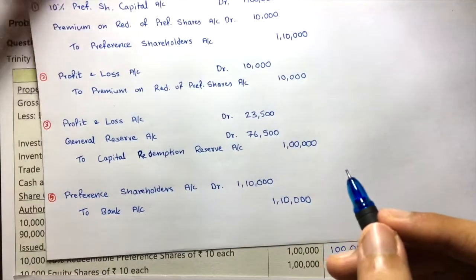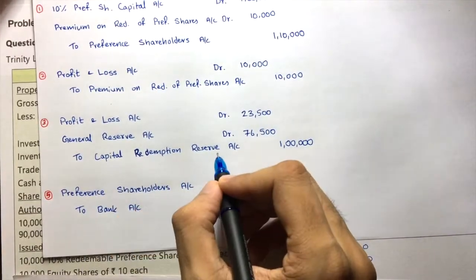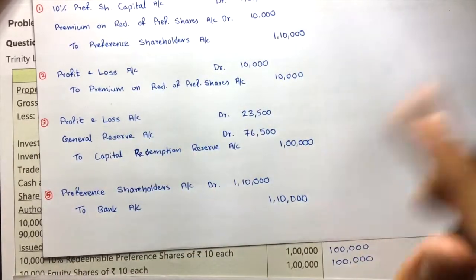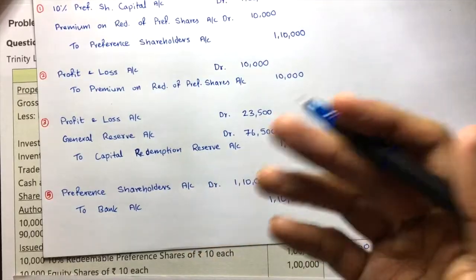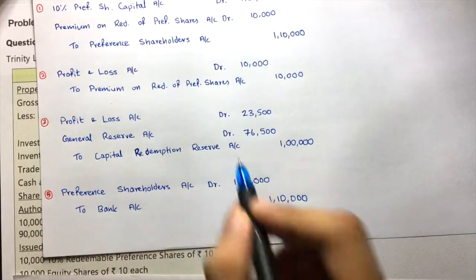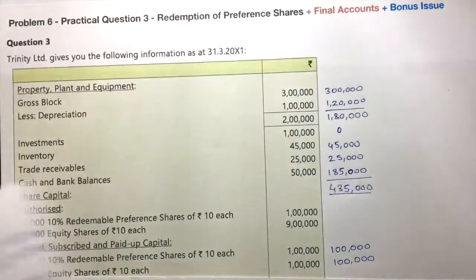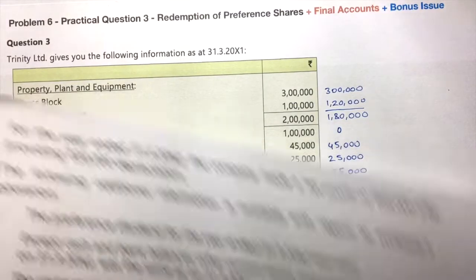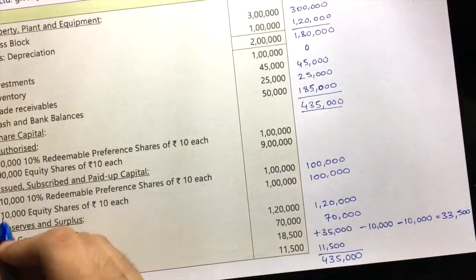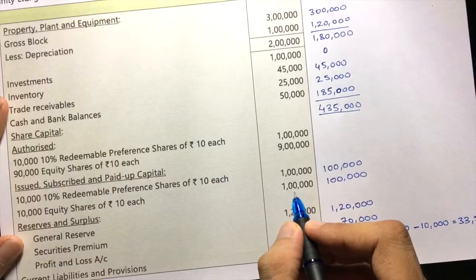Is that clear? Because the ultimate goal of CRR is just to issue fully paid up bonus shares. That's the only utilization of CRR. And if you are issuing fully paid up bonus shares in this question, then we have to give first priority to CRR only. That's the logic. Fine. So let's see first, how much is the bonus issue over here? What is the equity share capital? 10,000 equity shares of 10 each. Yeah, 1 lakh. That's the equity share capital.